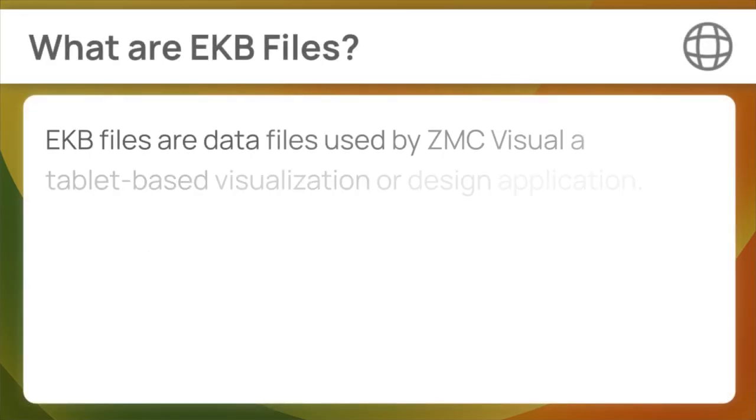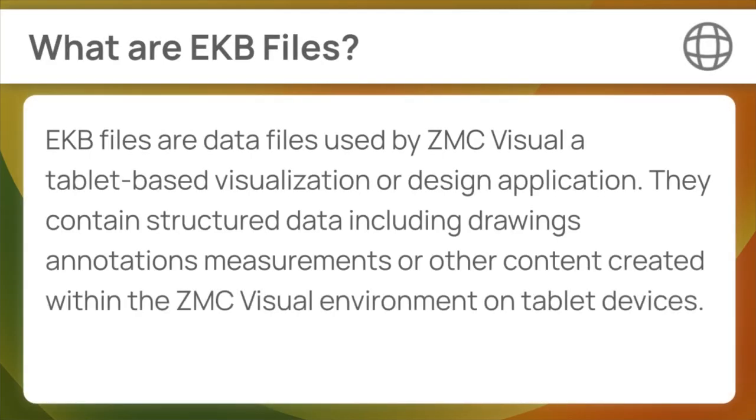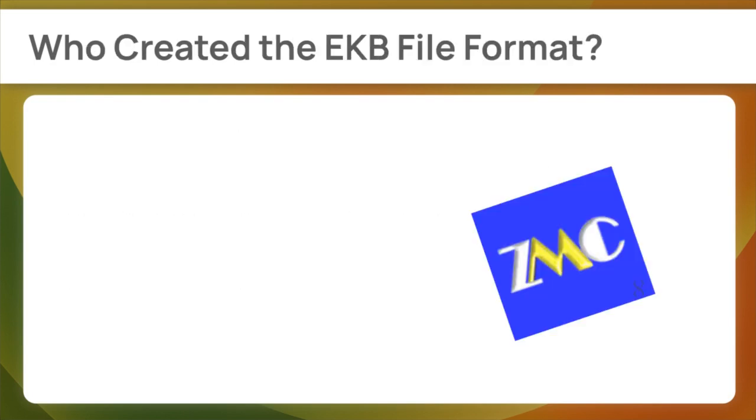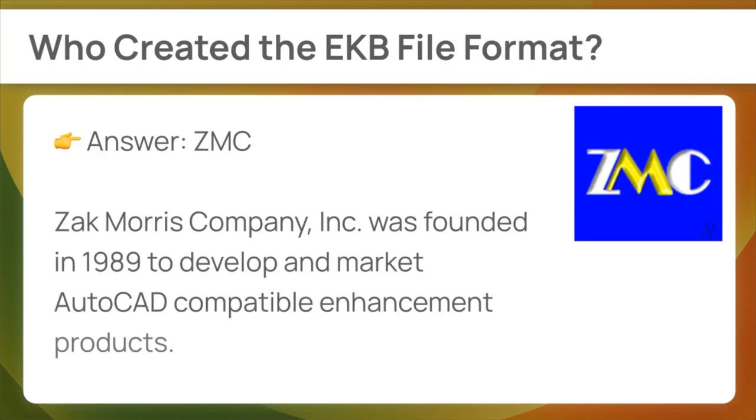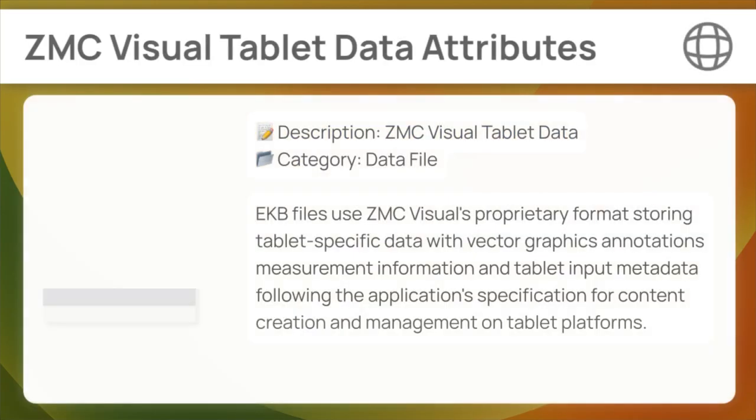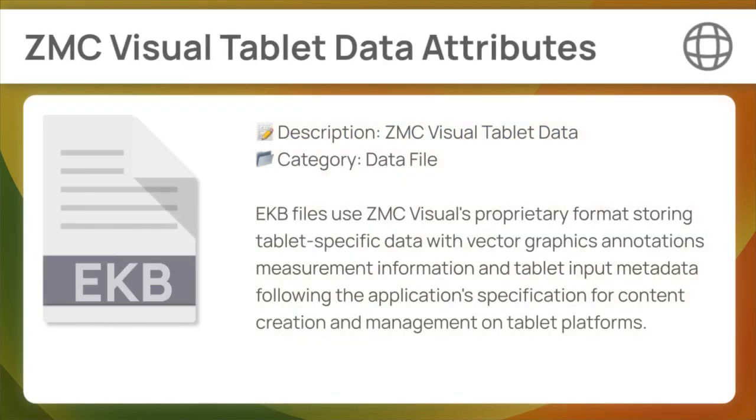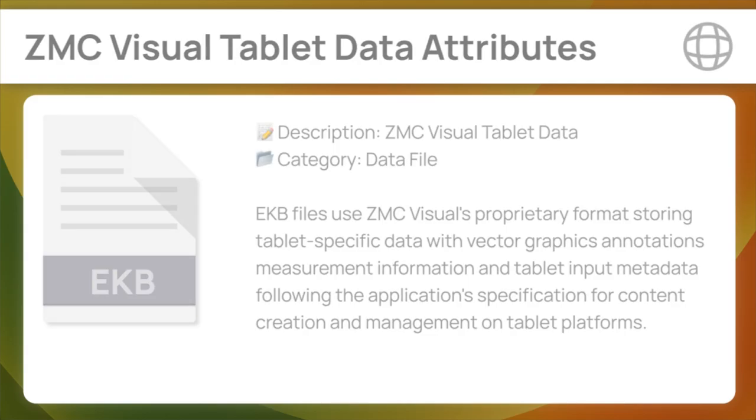EKB files are data files used by ZMC Visual, a tablet-based visualization or design application. They contain structured data, including drawings, annotations, measurements, or other content created within the ZMC Visual environment on tablet devices. EKB files use ZMC Visual's proprietary format, storing tablet-specific data with vector graphics, annotations, measurement information, and tablet input metadata, following the application's specification for content creation and management on tablet platforms.